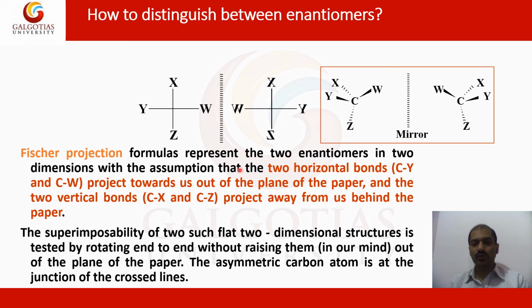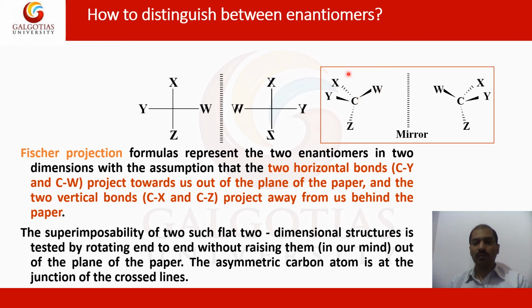So you can understand this example with this content. You can read from here, and you will find an easy way to see how this can be represented. Another point: the superimposability of two such flat two-dimensional structures is tested by rotating them end to end without raising them in our mind out of the plane of the paper. The asymmetric carbon atom is at the junction of the cross lines. Asymmetric carbon means chiral, chirality.